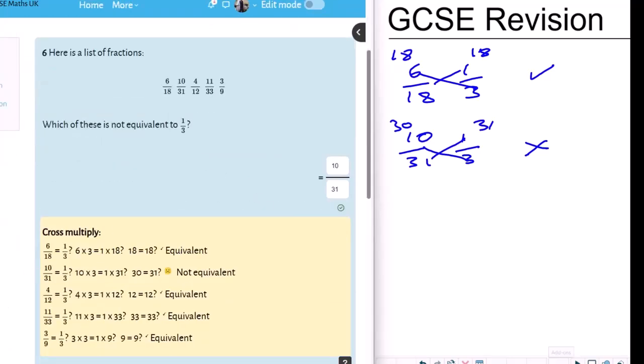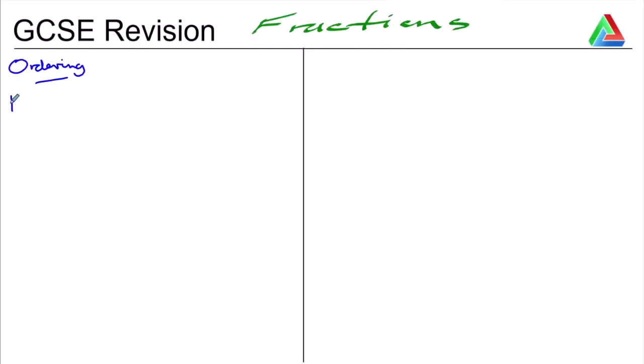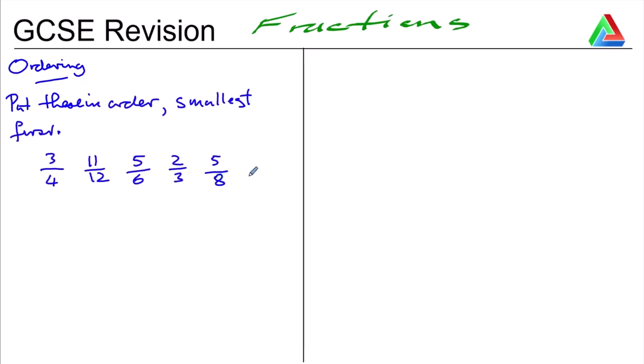And the last couple of parts use the same technique. One is putting things in order. You'll be given a list of fractions, and you have to put them in order. So here we've got 3/4, 11/12, 5/6, 2/3, and 5/8. The first thing you have to do is find a common denominator, something that 4, 12, 6, 3, and 8 will go into. In this case, the lowest one is 24.